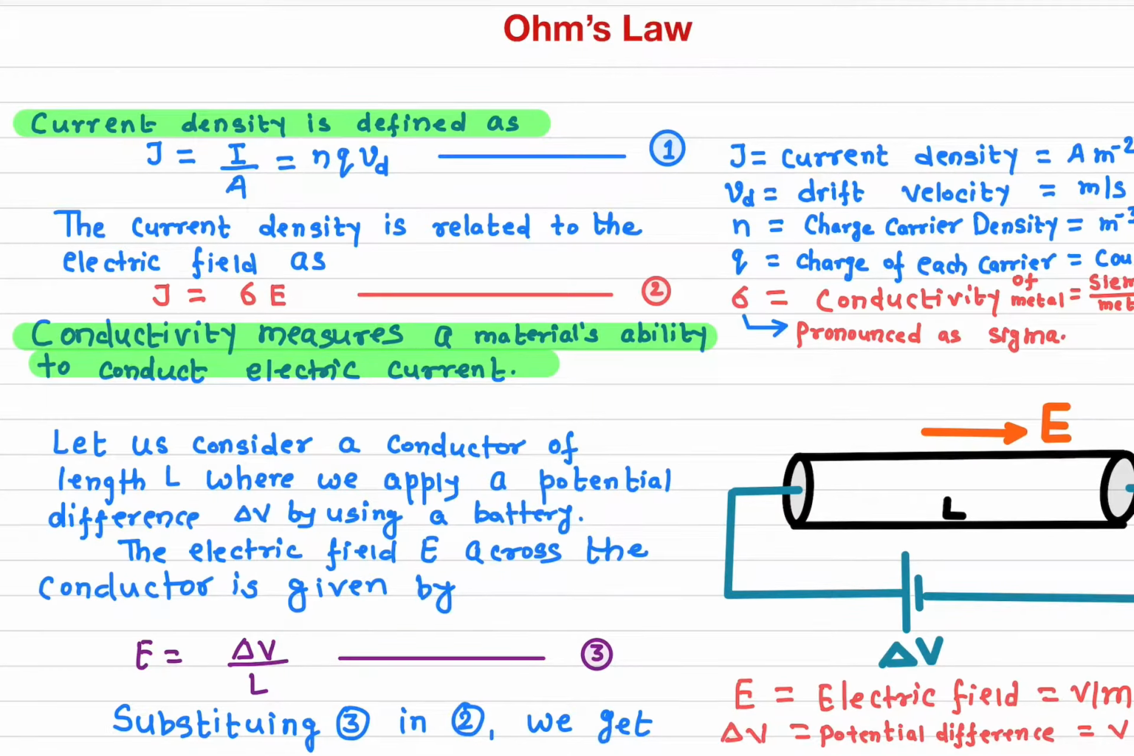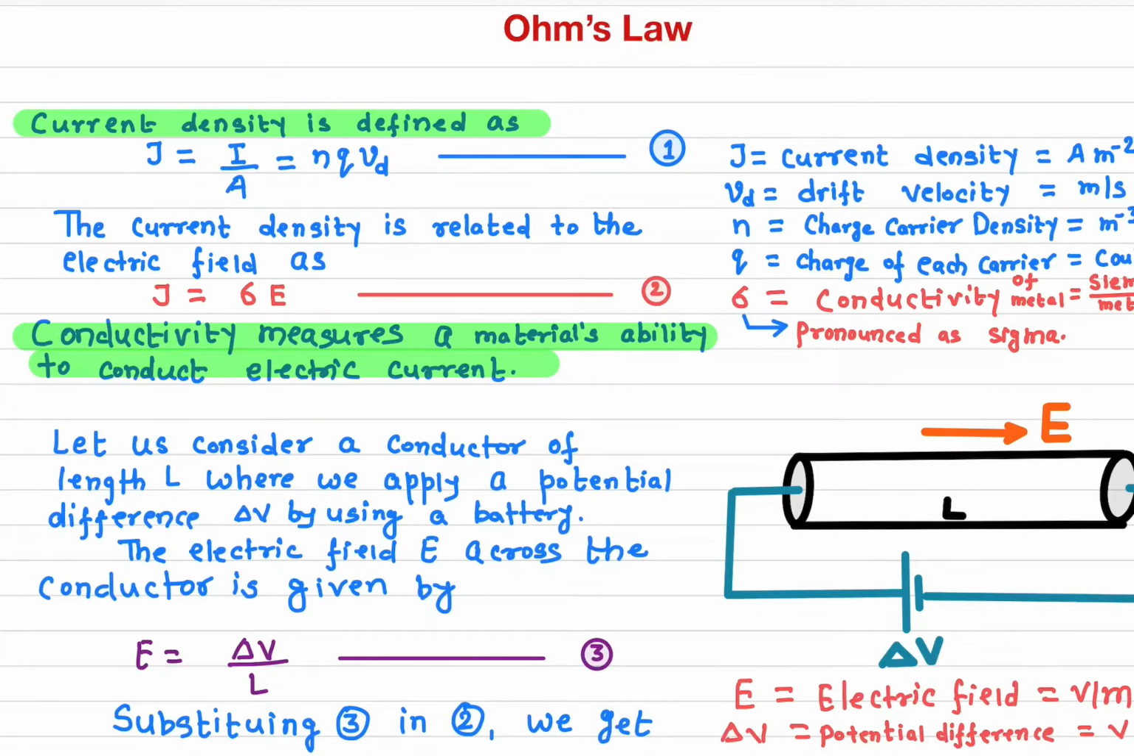We already have talked about the current density. The current density is defined as the current per unit cross-sectional area. So I is the current flowing through a conductor, and A is the cross-sectional area. And we already have derived this equation: J = nqvd, where vd is the drift velocity, n is the charge carrier density, and q is the charge of each charge carrier.